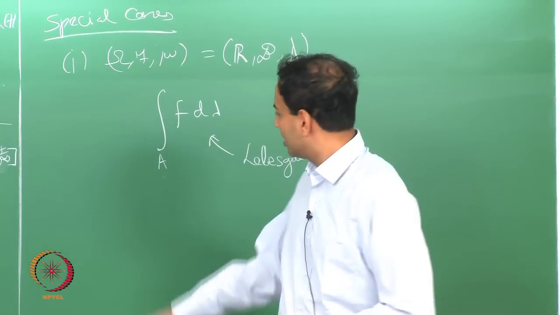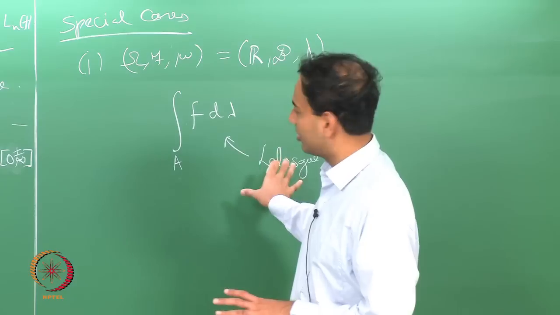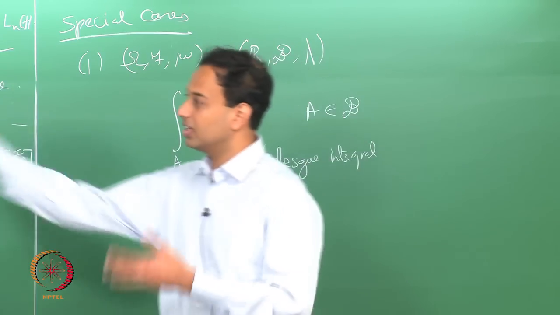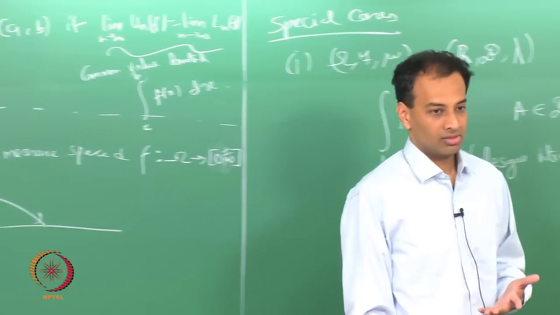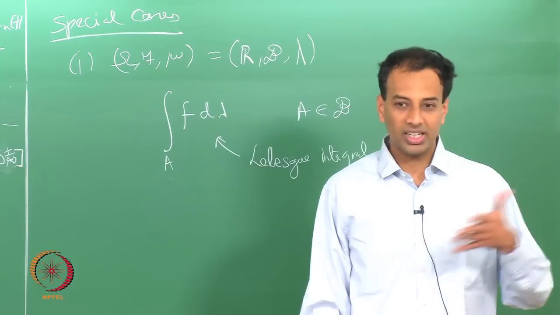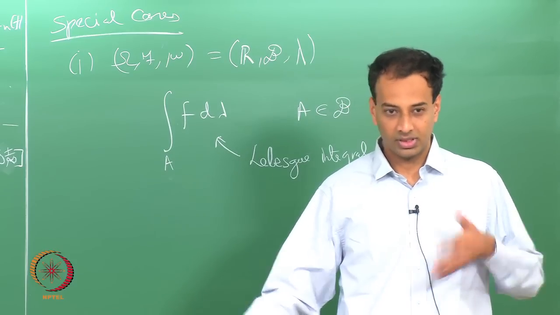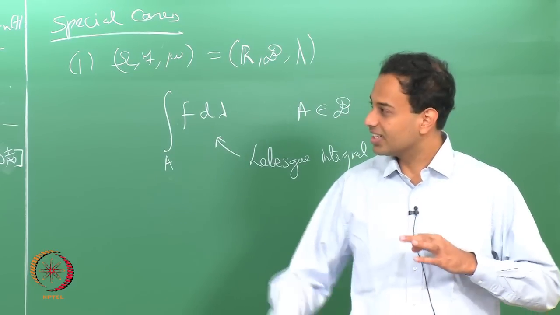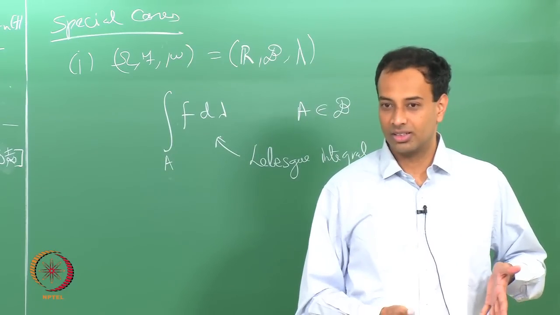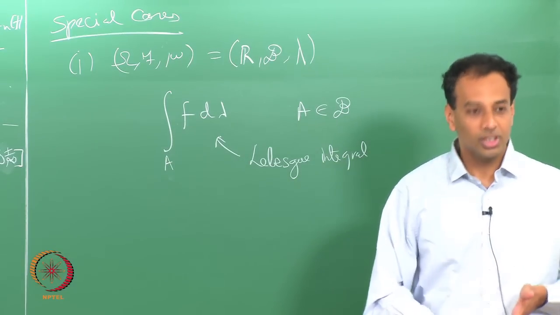In fact, we will see that the Lebesgue integral is defined for certain functions over more complicated sets, and it's defined even when the Riemann integral is not defined, or when the Riemann integral may not exist even. So the Lebesgue integral exists sometimes even when the Riemann integral does not exist. However, the nice thing is whenever the Riemann integral exists, the Lebesgue integral always exists. Furthermore, the value of the Riemann integral will be equal to the value of the Lebesgue integral.